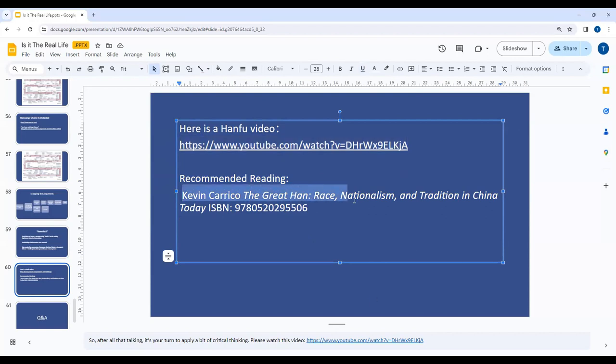And this is Kevin Carrico, The Great Han Race. Please read this. It's a good book. Kevin explained things much more eloquently than I can.